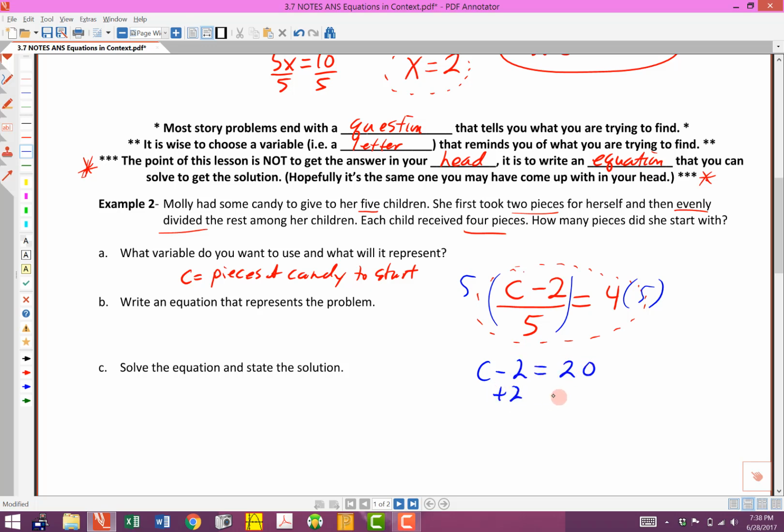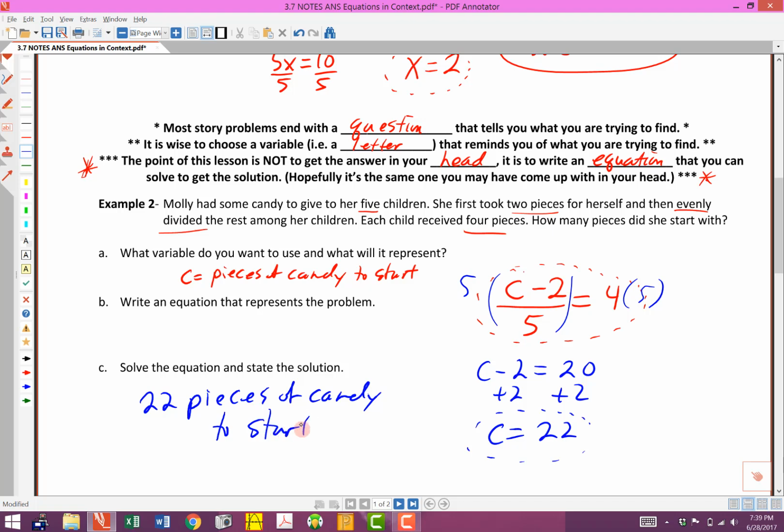And then we're going to add 2 and add 2, so we get C equals 22. So another big piece, C equals 22, but remember C stands for candy. So the answer to the problem, and as far as stating the solution goes in the context of the problem, is 22 pieces of candy to start with. Okay, so there's the answer.